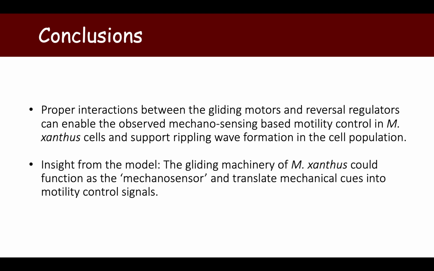To sum up, we identified the proper interactions between the gliding motors and the reversal regulators can enable the observed mechanosensing-based motility control in Myxococcus cells and support rippling wave formation in the cell population. Most importantly, the take-home message from our work is that the gliding machinery of Myxococcus could function as the mechanosensor and translate mechanical cues into motility control signals.